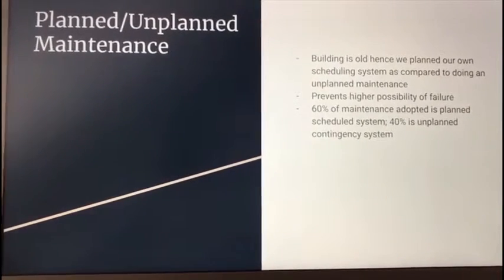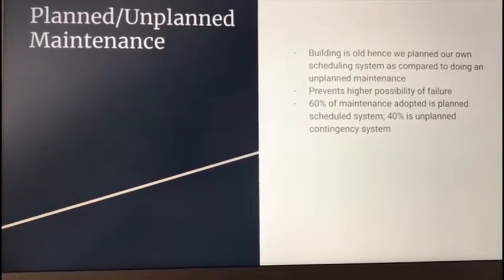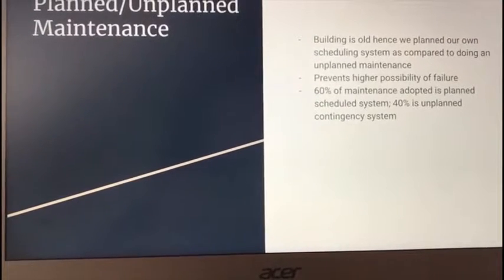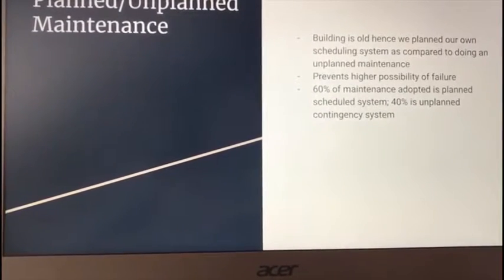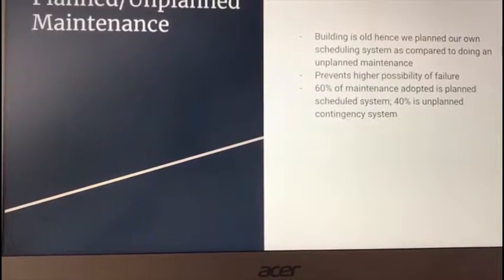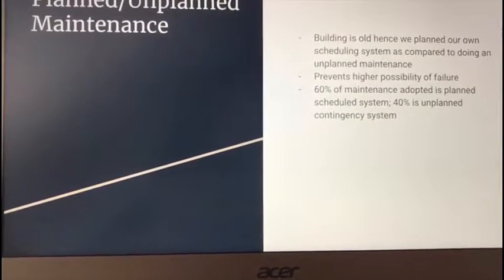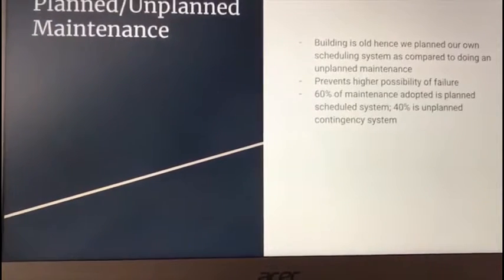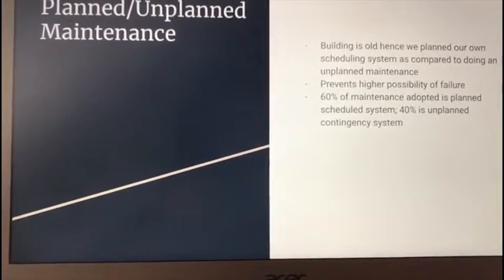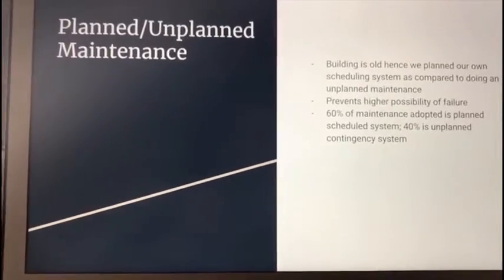unplanned, because about 60% of maintenance is adopted in the planned scheduling system, as we have to plan and prevent any errors from happening in the building, and 40% is adopted under the unplanned contingency system. This is because in our HDB, as it's old, there are more failures that can happen, so to prevent higher possibilities of failure we adopt more of the planned scheduling system. That's why it's a range of 60% to 40%. Let's move on to the next category.